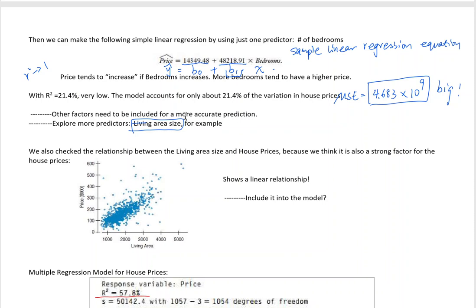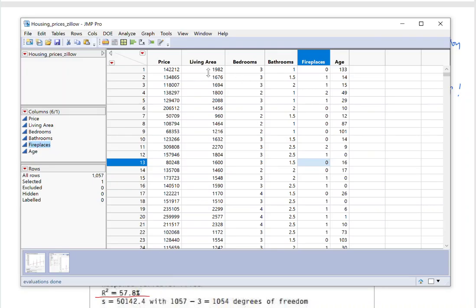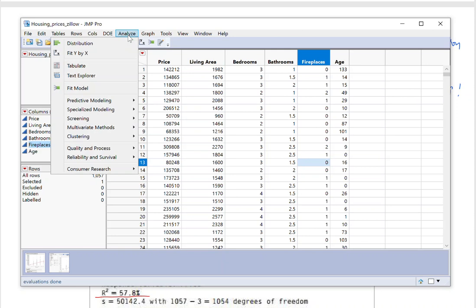So how can I do it? Let's look at our data. The price is the Y, no change. But now I want to include the bedrooms and living area in my regression. So I need to add the living area as one more explanatory variable. That means I will have more than one explanatory variable, which is multiple regression, right?